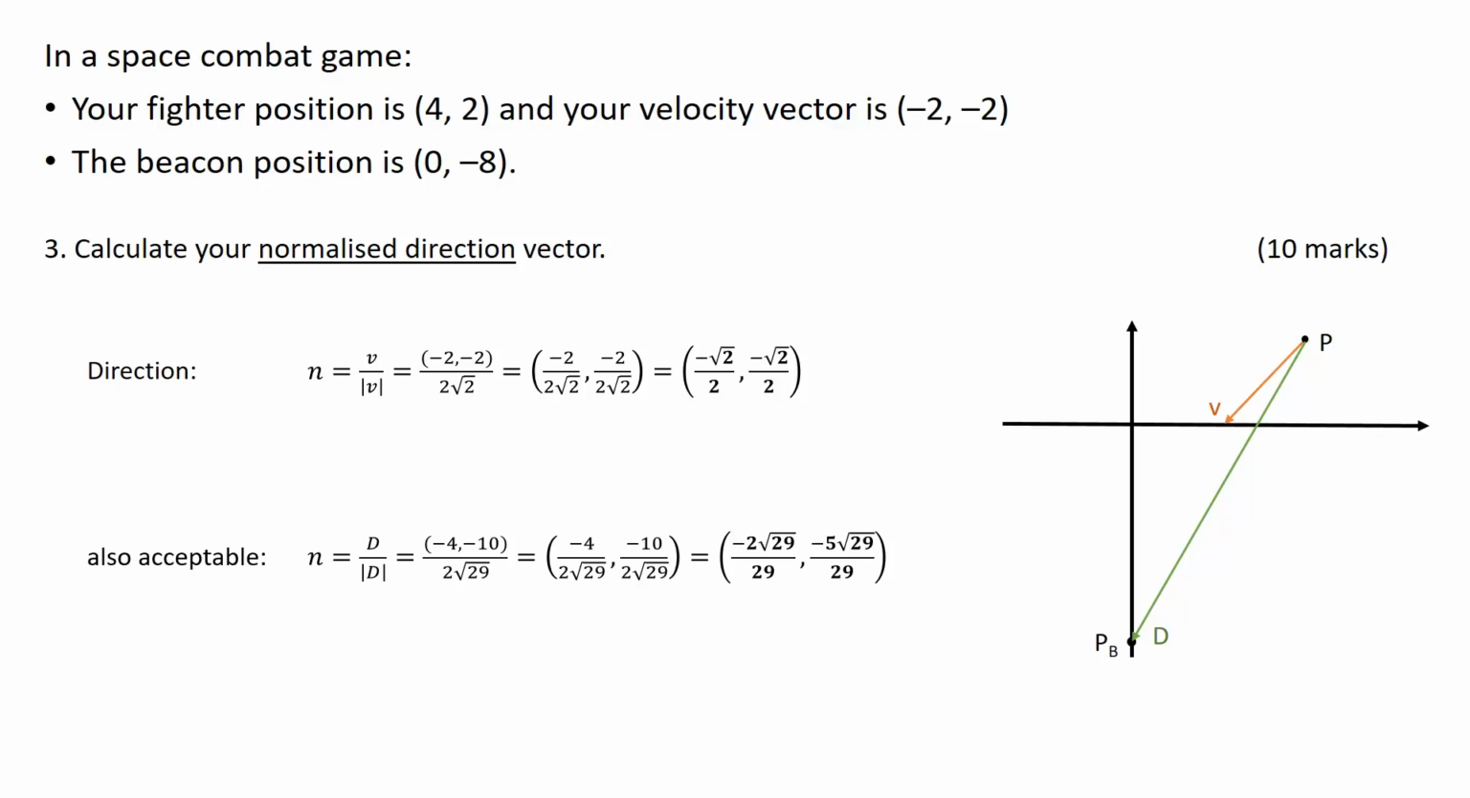I have to admit that my question, which was to calculate your normalized direction vector, didn't specify which direction I meant, and it could have been understood as the normalized direction towards the beacon. Therefore, I have remarked this particular question and accepted the normalized displacement calculation as an alternative correct answer, and this increased the average mark to quite a good value of 7.7 out of 10.